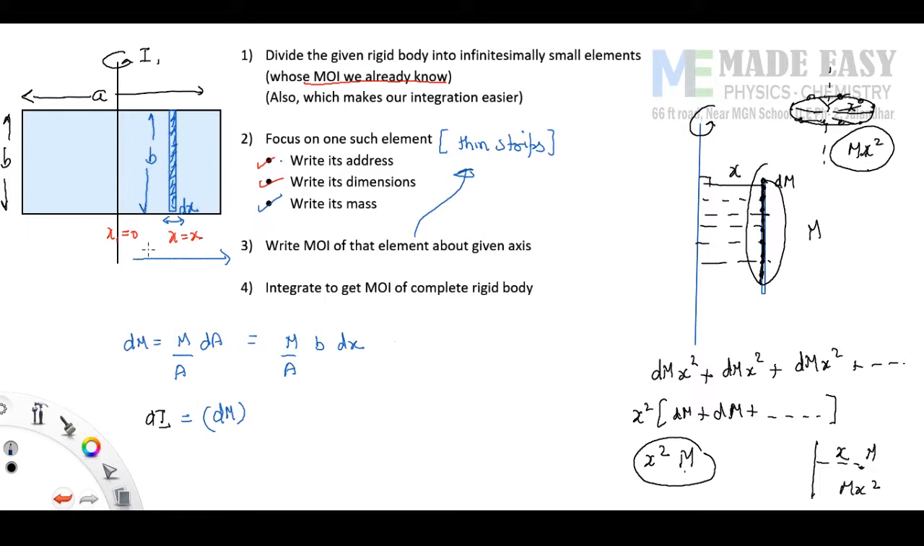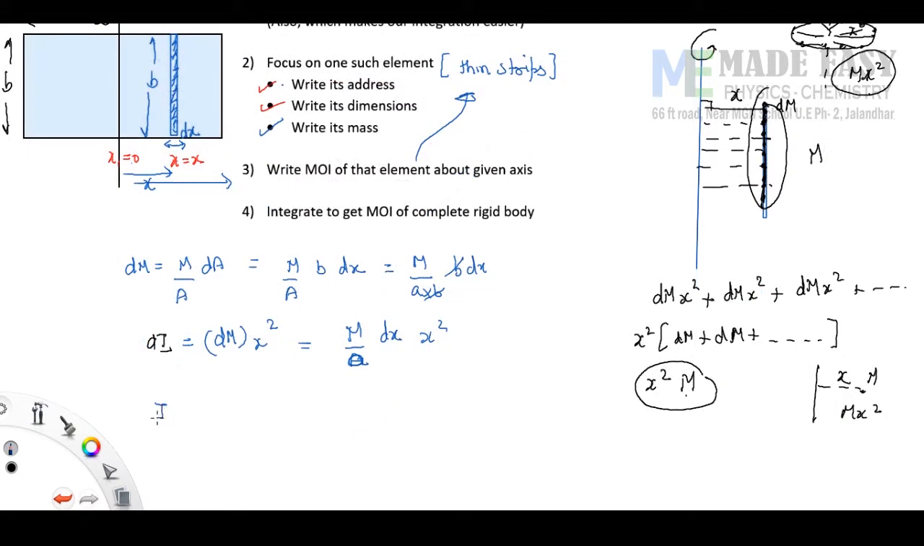Its mass is dm into distance from the axis. What is that distance from the axis? This is x equal to 0, this is x. So this distance is nothing but x. So dm into x square. Putting the value of dm, that is m upon A, here you can substitute the value of area, the area of this whole lamina. You can write this as m upon a into b dx. So b is gone. So here I can substitute m upon small a into dx. So this is mass into x square.